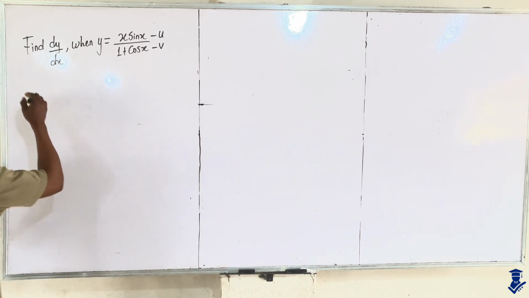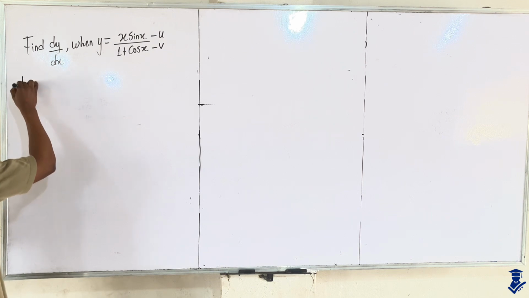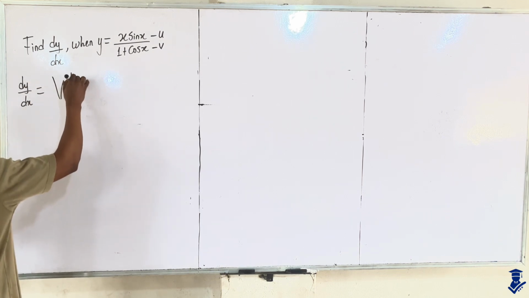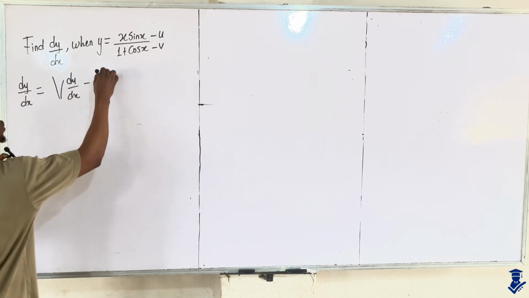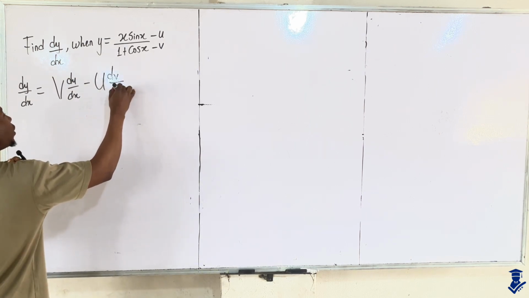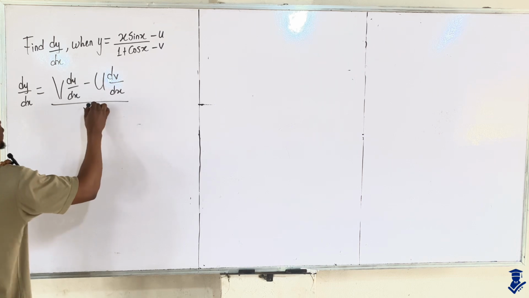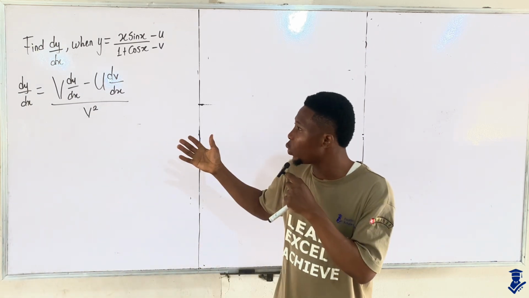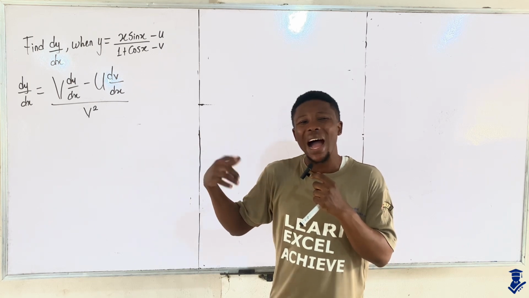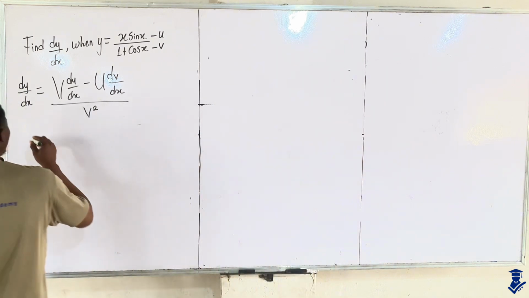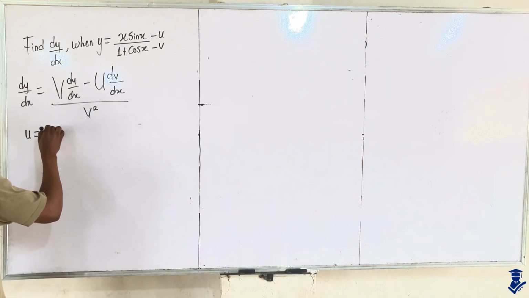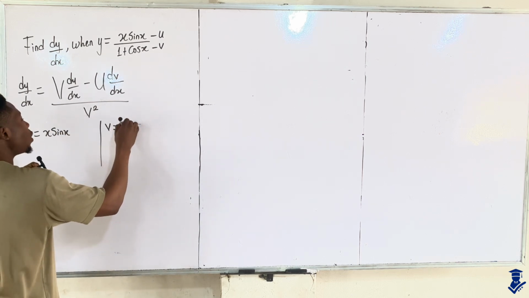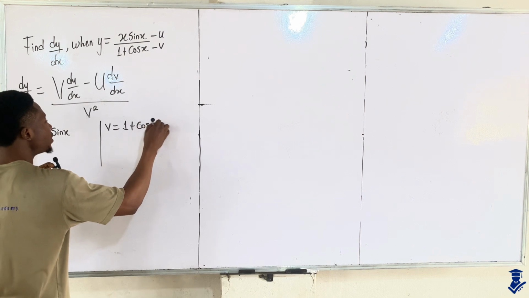Now, we know that quotient rule says that dy/dx is equal to v du/dx minus u dv/dx, over v squared. So this is how we differentiate using quotient rule. Now, how are we going to do this? We have said that our u is equal to x sin x, and we've said that our v is equal to 1 plus cos x.